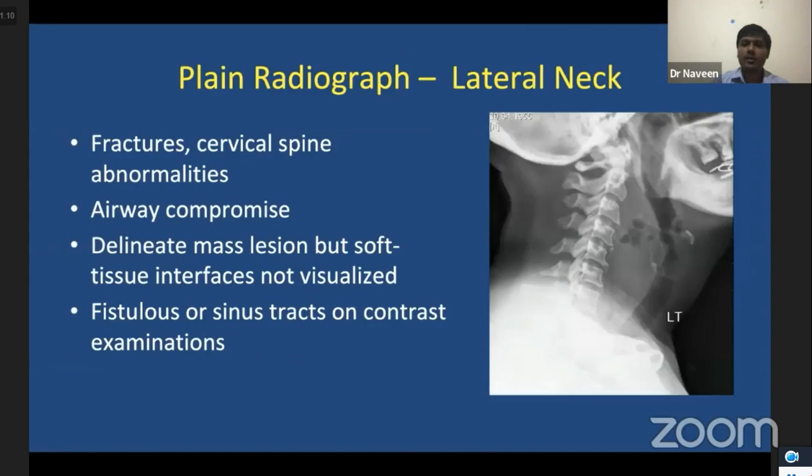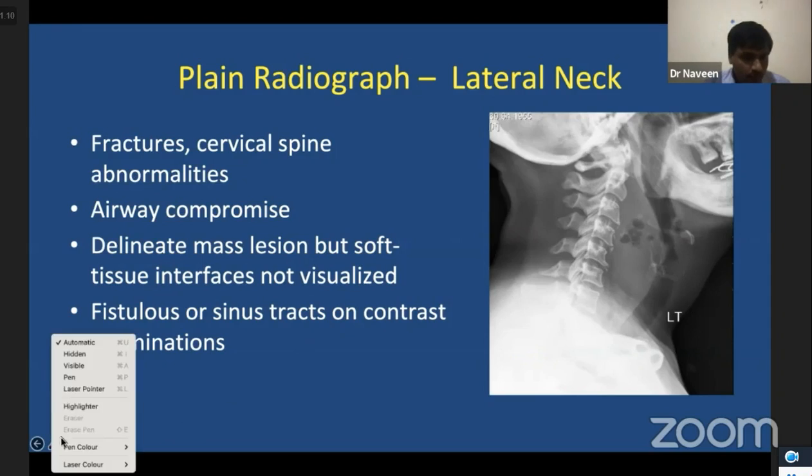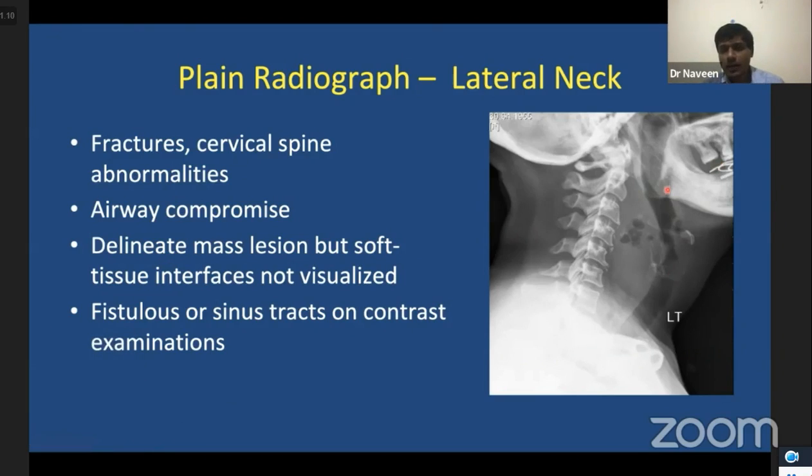First of all, the plain radiograph. Usually the lateral neck helps in visualization of bony lesions such as fractures and cervical spine abnormalities. We can also make out the airway spaces, like compression of the airway, and it also helps in making out the soft tissue shadows. However, the radiograph is very poor in making out the soft tissue interfaces. In cases of fistulas and sinus tracts, contrast can be injected to delineate the tract.